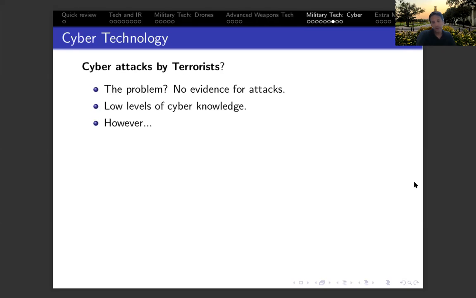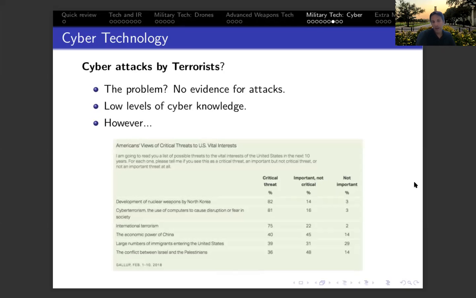But check this Gallup poll, not from too long ago. It's February 2018, so it's almost 3 years ago. And look at the values for viewing critical threat. International terrorism is 75% critical threat, but cyber terrorism is 81%. It's not even cyber attacks by China or Russia or any other country. It's cyber terrorism. It's terrorists using cyber tools as part of their attack, and the degree of viewing that as a critical threat is very, very high.